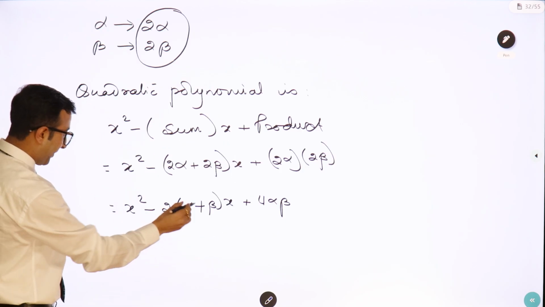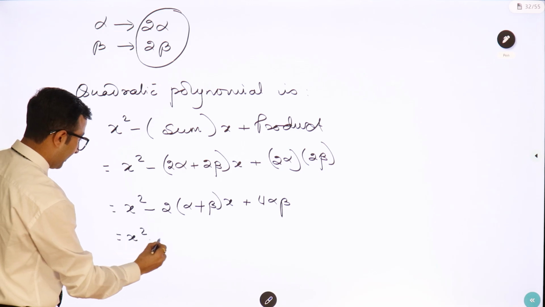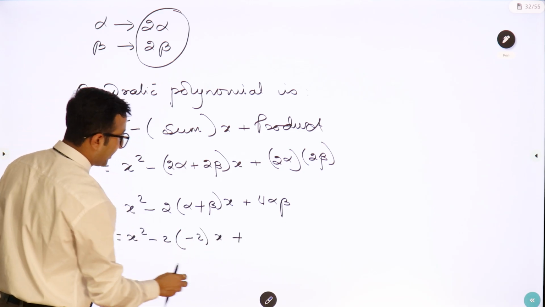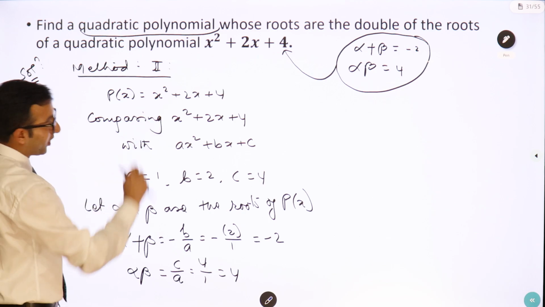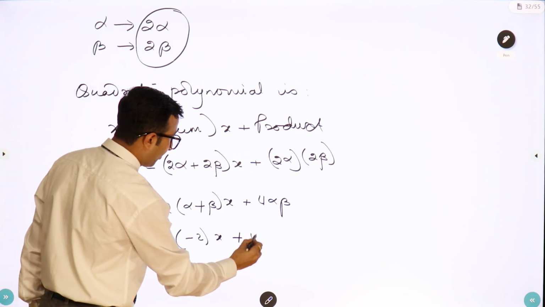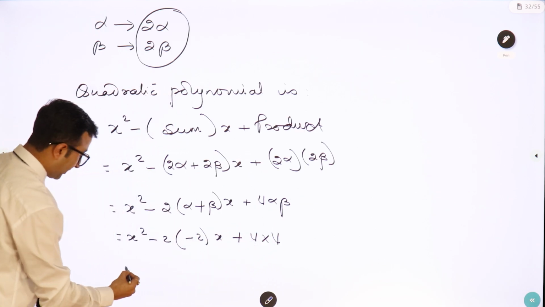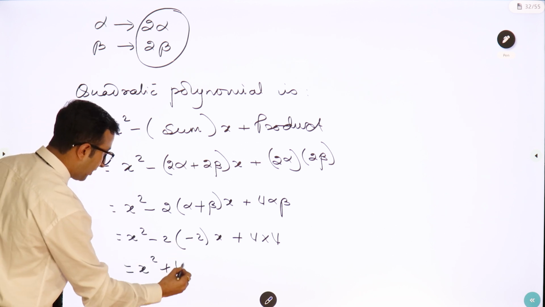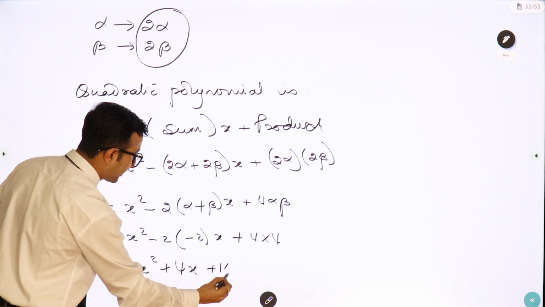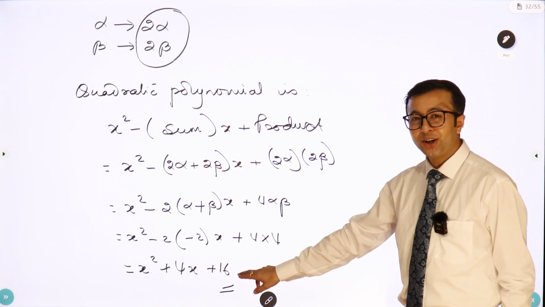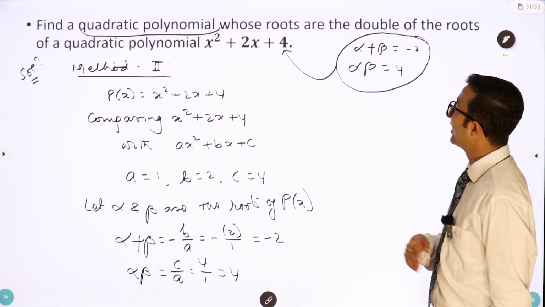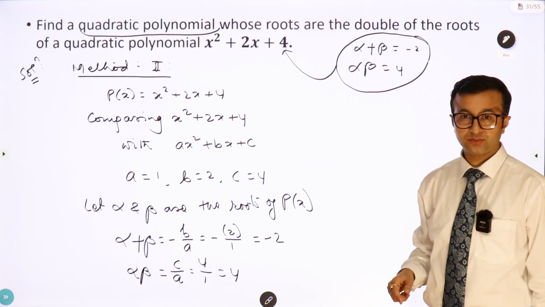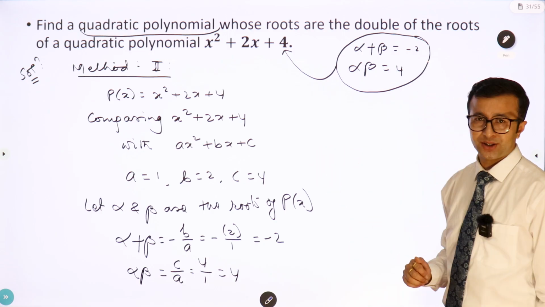Now what is the value of the sum of the roots? Minus 2. In place of the sum of the roots we put minus 2 into x, plus in place of the product of the roots, which is 4, we have 4 multiplied with 4. So this is equal to x square minus into minus plus, 2 twos are 4x, plus 16. This is a quadratic polynomial whose roots are double the roots of the quadratic polynomial x square plus 2x plus 4. So this is the solution.